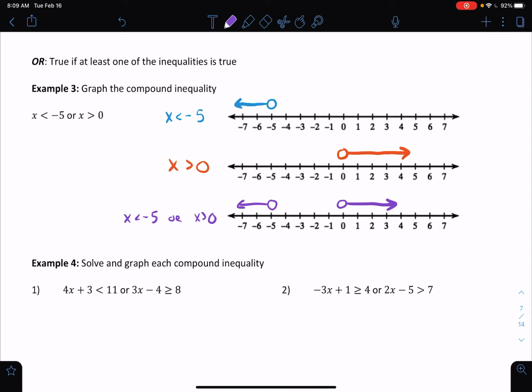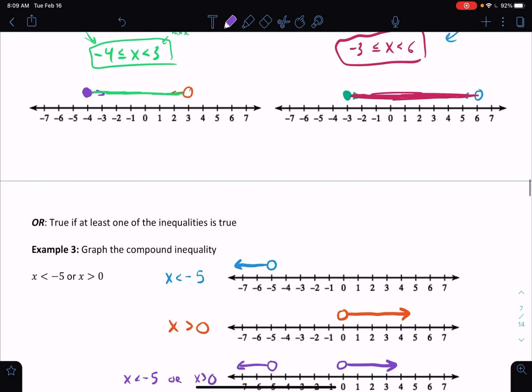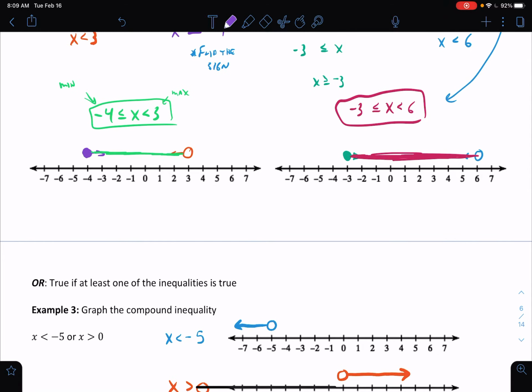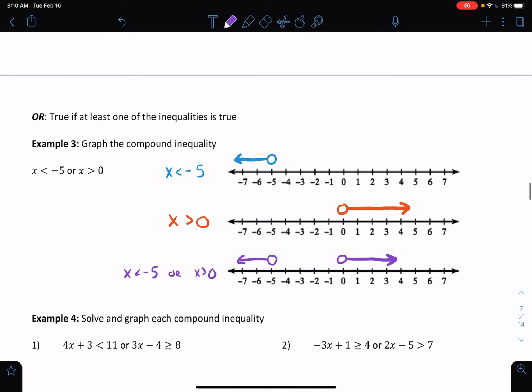There's no overlapping region like when we were dealing with and. So ors face away from each other. They go away from each other. All right, and there's no fancy way to sandwich these together like we did with and, where the x was between the two numbers, because x isn't between the two numbers. The solution region isn't that overlapping region. The solutions face away from each other.